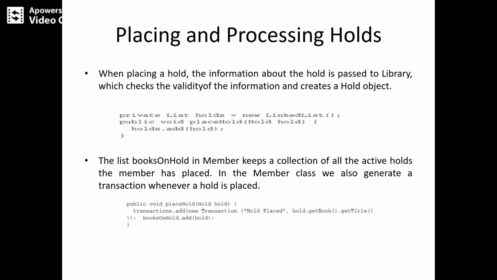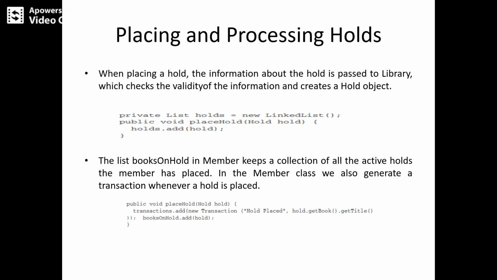So here: private list holds equal to new linked list, public void place hold. The hold object will be created here, that we have taken as hold equal to new linked list. So place hold takes the hold object and member type. Holds dot add hold: when we are placing a hold on a particular book, the add hold method will be taken.